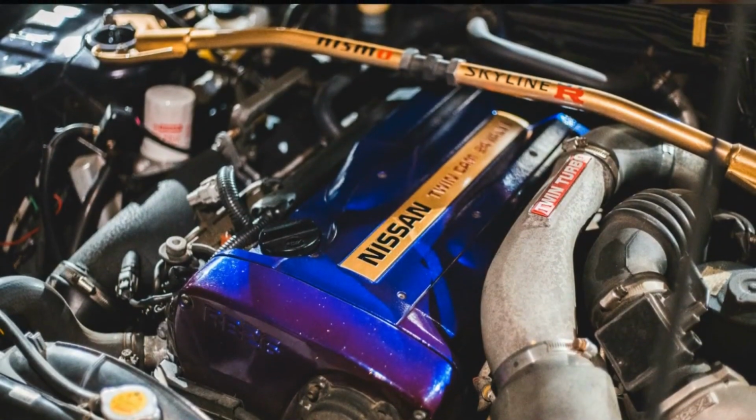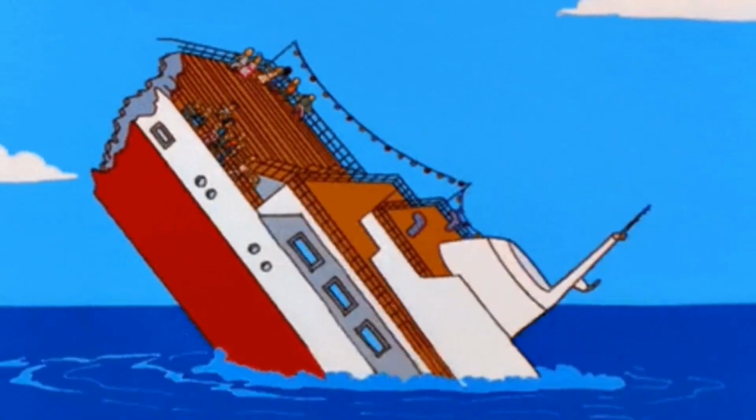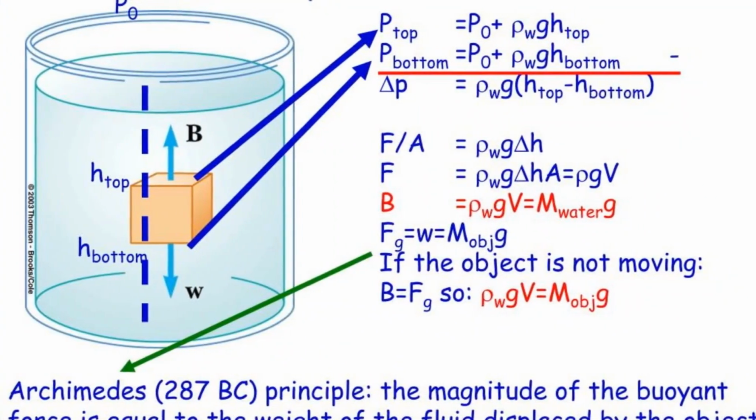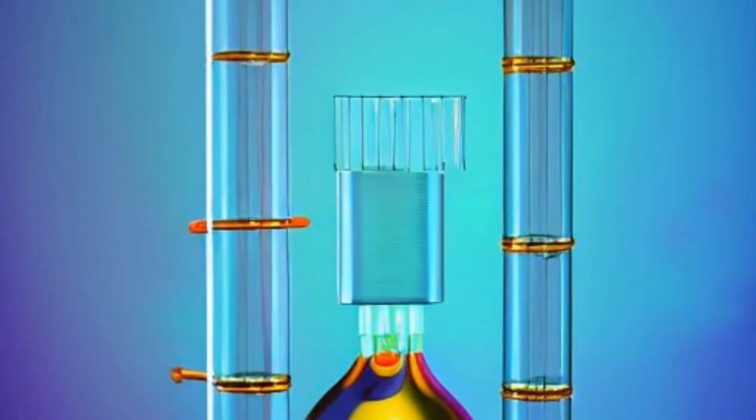In fluids, thrust and pressure are the basis of the Archimedes principle, which explains why some objects float or sink in a fluid and how much buoyant force they experience. Now we will be learning about density, relative density, buoyancy, and Archimedes' principle.